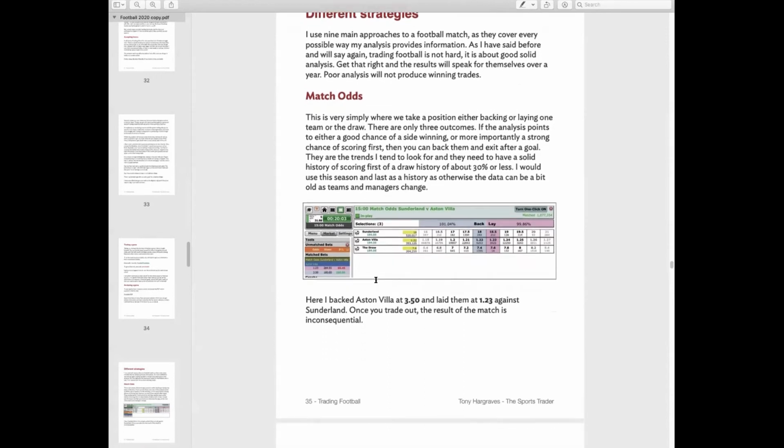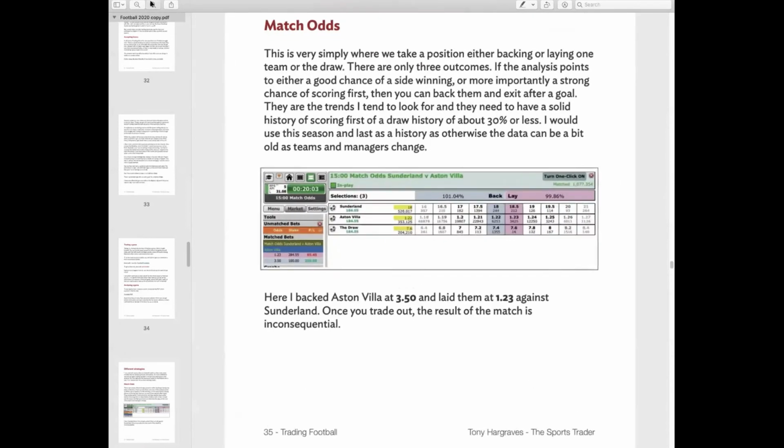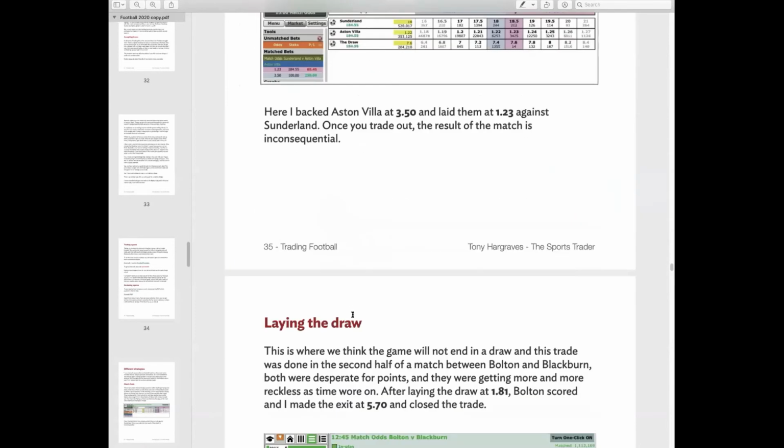In this example, I did back Aston Villa at 3.5 and then laid them at 1.23. So once we've traded out, you can see that a bit bigger there, in at 3.50, and they've scored, out at 1.23. Job done, only 20 minutes in. So now the money's locked in. You don't really care what happens.